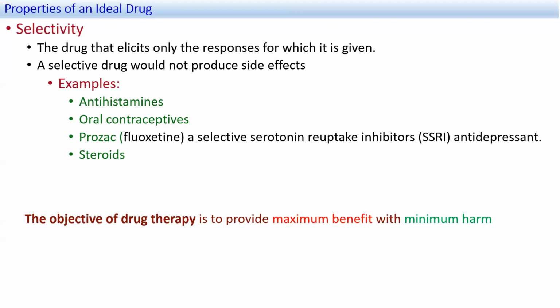Oral contraceptives also have too many side effects, especially on the cardiovascular system: myocardial infarctions, cardiac disease or thromboses. And Prozac, which is an SSRI, fluoxetine, and steroids. All of these medications have side effects.